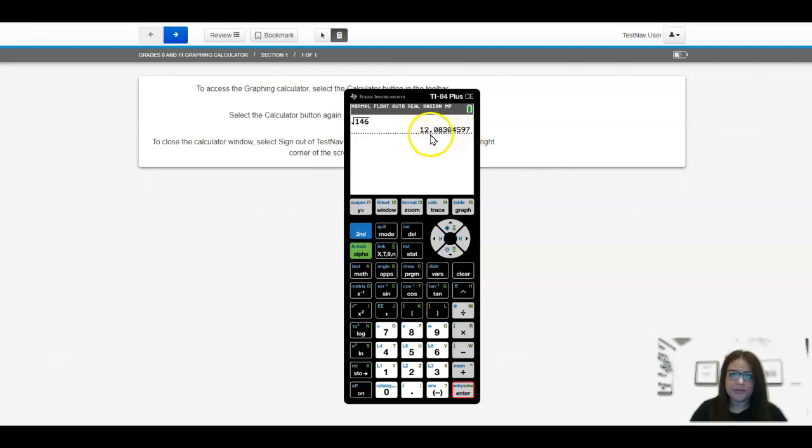So I'm going to copy down a few digits that I have right here, and I'm going to choose to round to the nearest tenth on this, okay? So let's copy down 12.083.